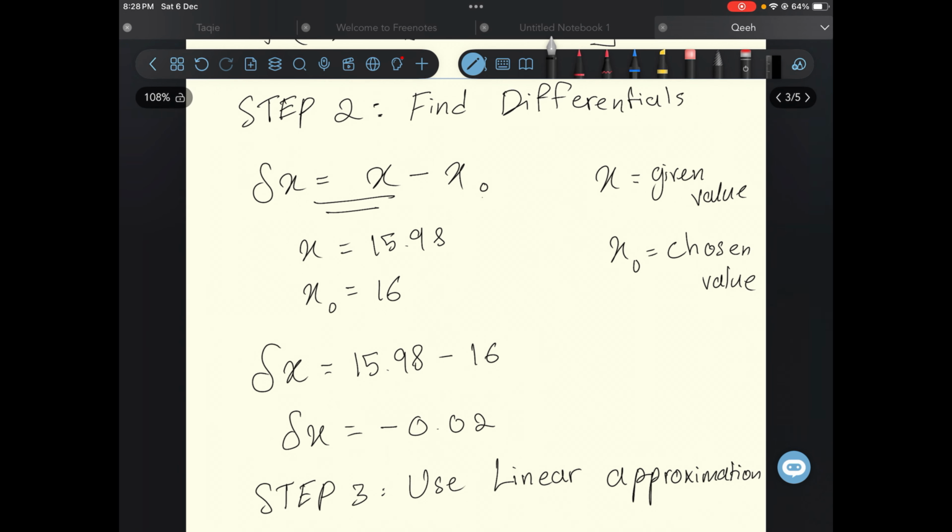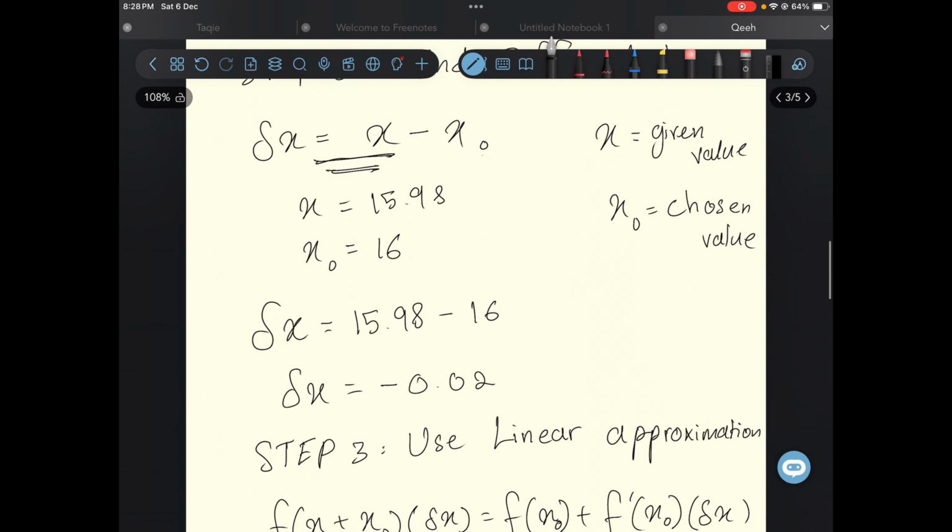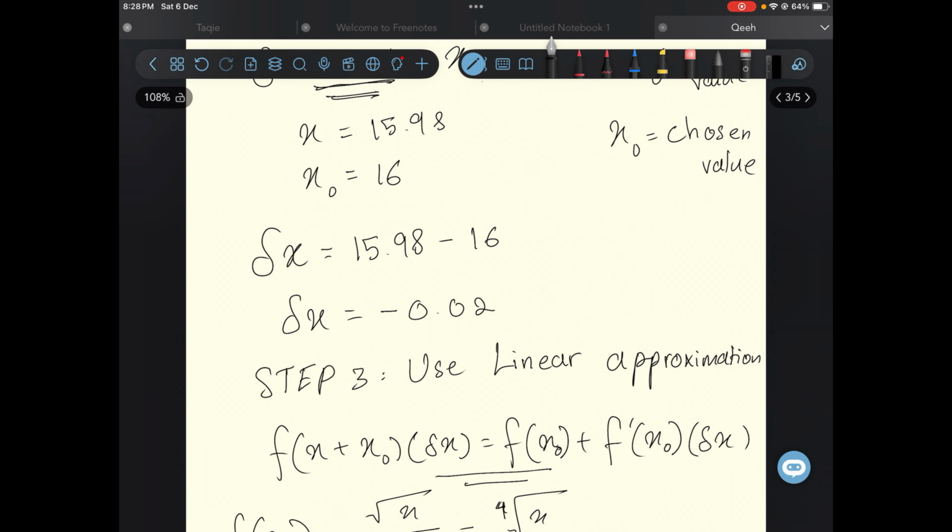Then you can get into step 2, which is to find our differentials. In order to do this, we must use this equation here. Let's get to know it. As we can see, s means the given value and s sub 0 means the chosen value. The chosen value simply means the closest value to our given value. In our case, our given value is 15.98 and our chosen value must be 16. By substituting this value into the equation, we will get the answer like this.